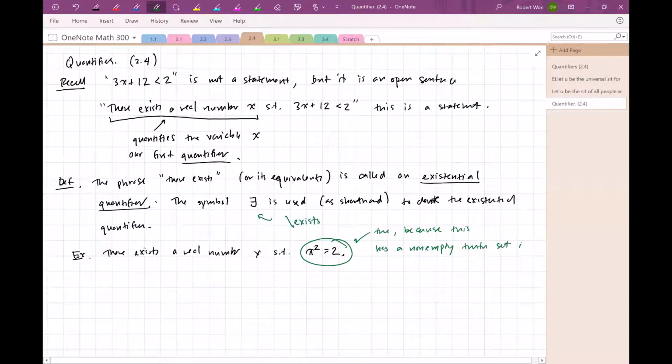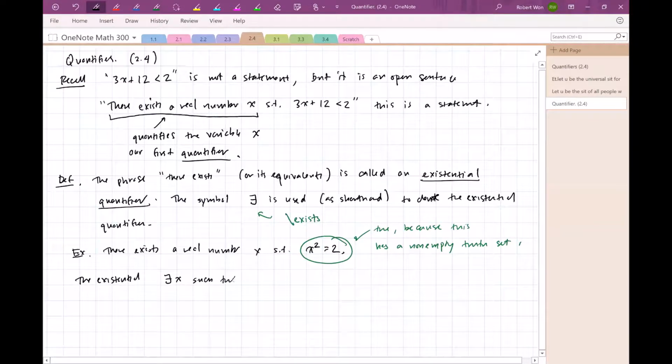So we'll say that the existentially quantified statement is true if some element of the universal set makes the predicate true, if the quantified statement has a non-empty truth set. So the existential is true. I'll write it like this: there exists x such that p of x is true if the truth set of p is not empty.